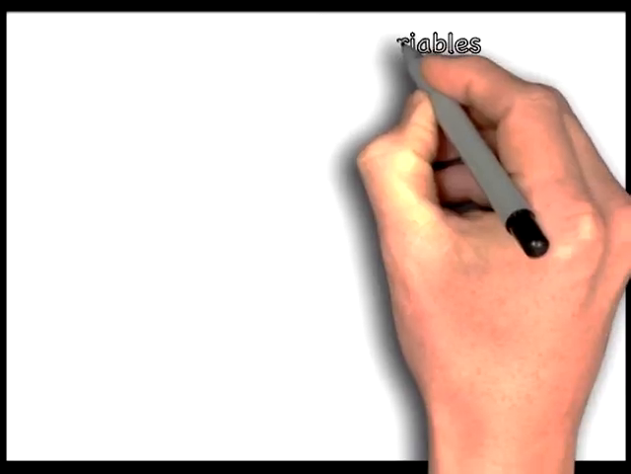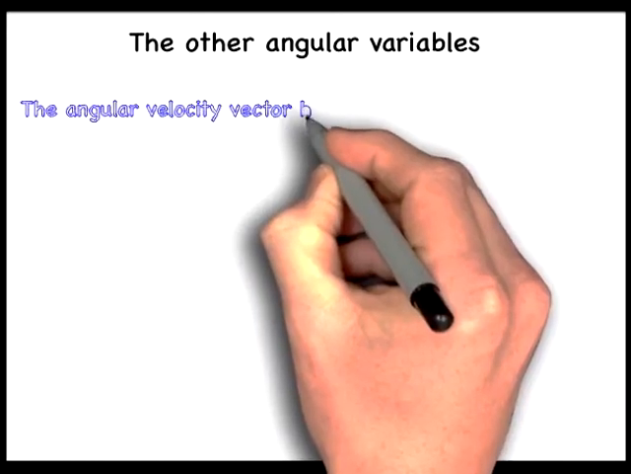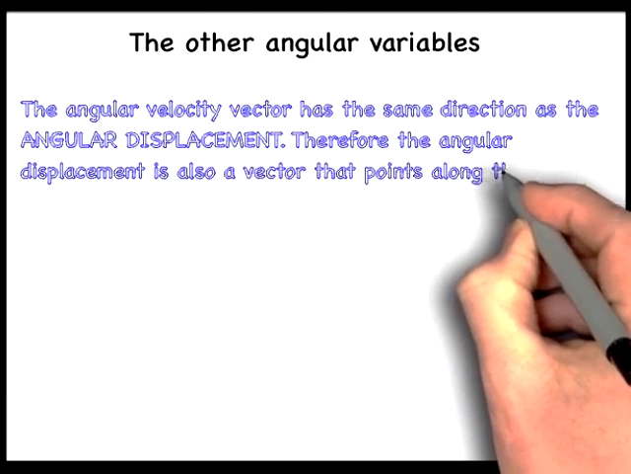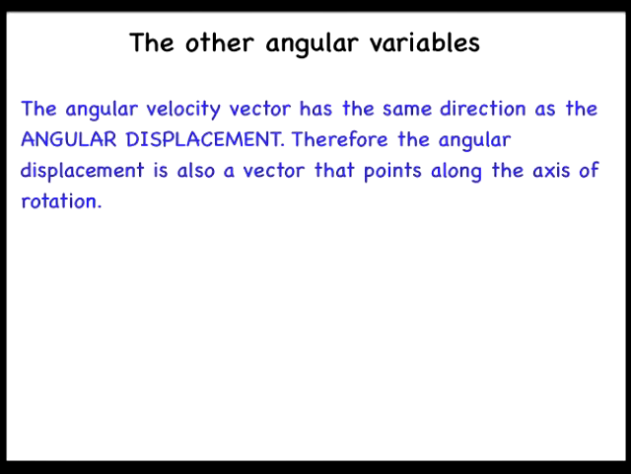Other angular variables also have directions associated with them and are therefore vectors. Recall that the angular velocity is equal to the angular displacement divided by the elapsed time. Therefore, the angular displacement is also a vector that points along the axis of rotation in the same direction as the angular velocity vector.